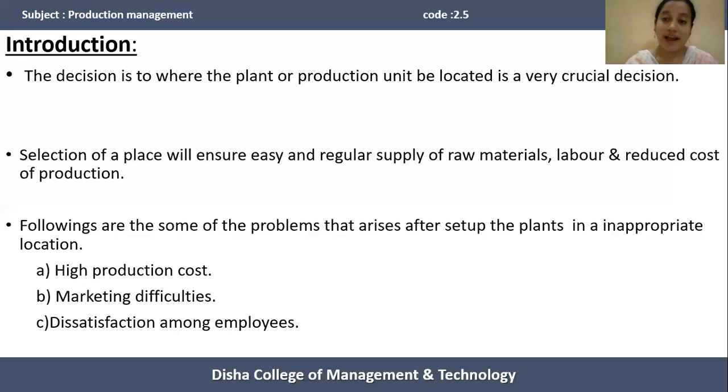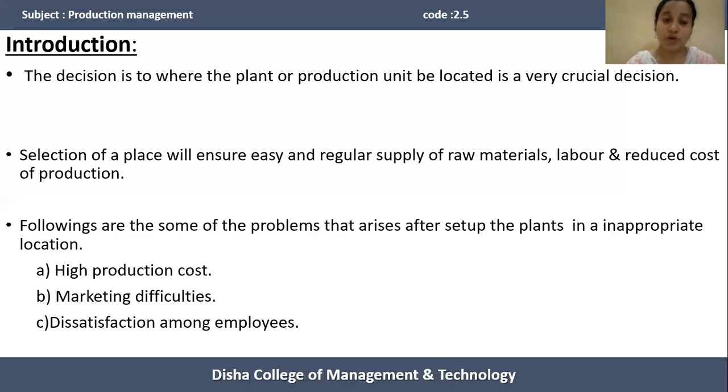So how does an ideal location reduce the cost of production? Let me tell you. If the location of a plant is at a place where the raw materials are available, or raw materials can be procured easily, and where cheap labor is available, then the labor cost is minimized, and the transportation cost related to raw material is reduced. So that ultimately leads to reduction of cost of production.